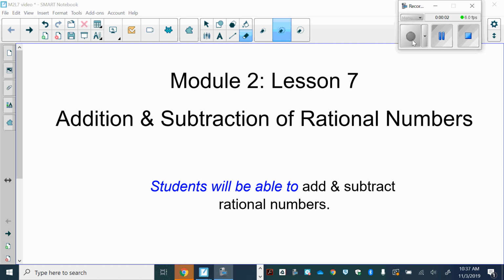Hi everybody! Today is Module 2, Lesson 7, Addition and Subtraction of Rational Numbers. Students will be able to add and subtract rational numbers.